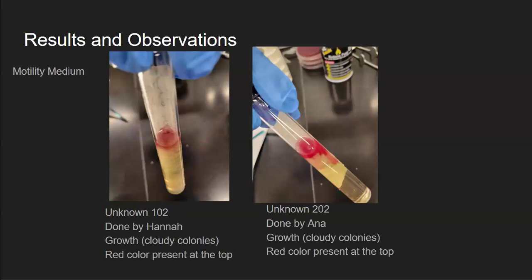So for the unknowns, 102 had growth of cloudy colonies with a red color present at the top, and 202 also had growth of cloudy colonies with red color present.